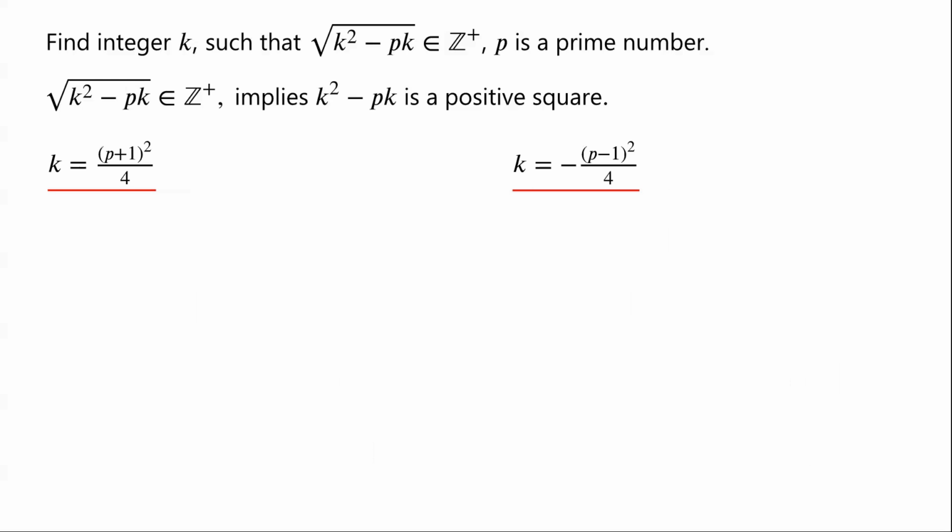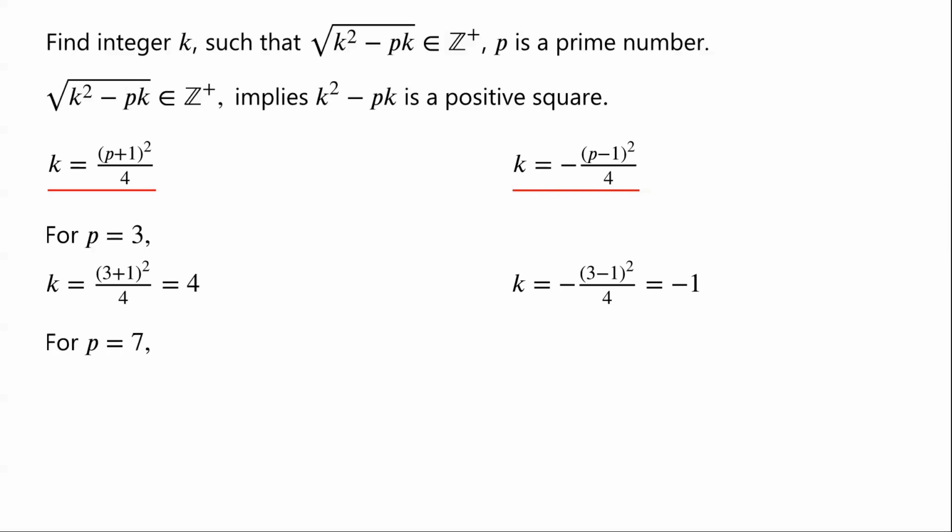We can work out the values of k, for a specific prime number p. For example, for p equals 3, the positive value of k equals (3 plus 1) all squared, over 4. Which is 4 squared over 4. Which is just equal to 4. The negative value of k equals negative (3 minus 1) all squared, over 4. Which is negative 2 squared over 4. Which is just equal to negative 1.